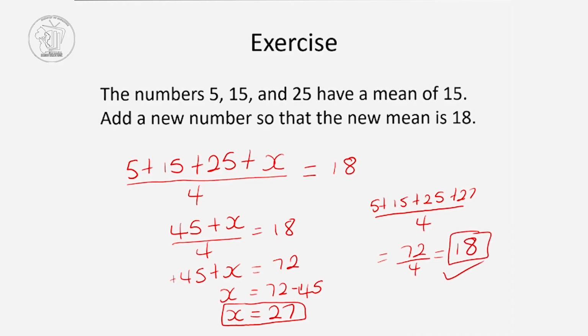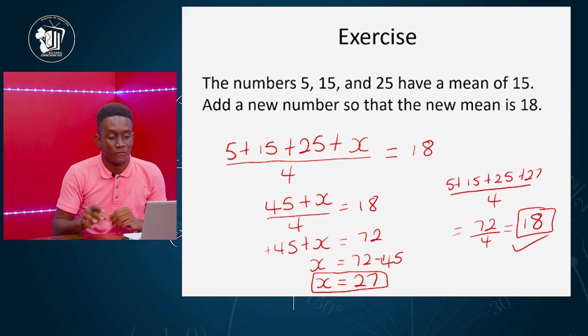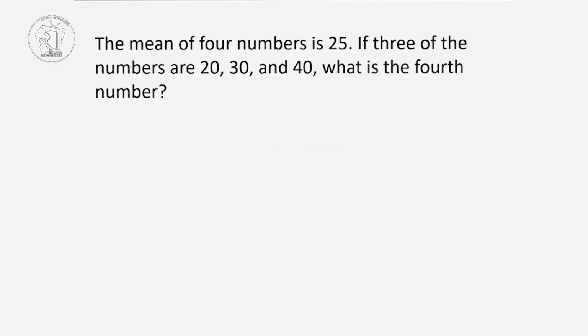So indeed, it checks out. So our answer is correct. And that is how we can find an unknown using the mean and other information. Let's look at another one.